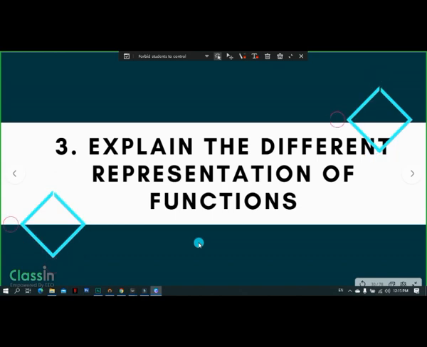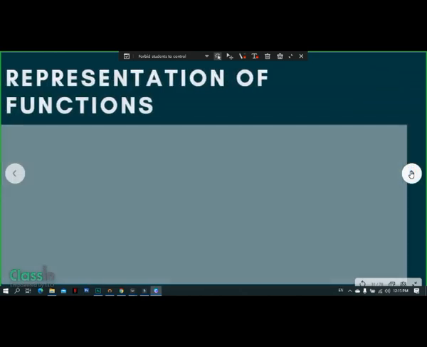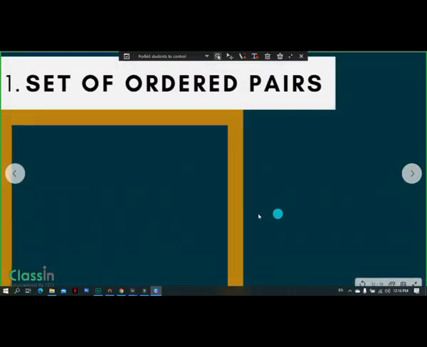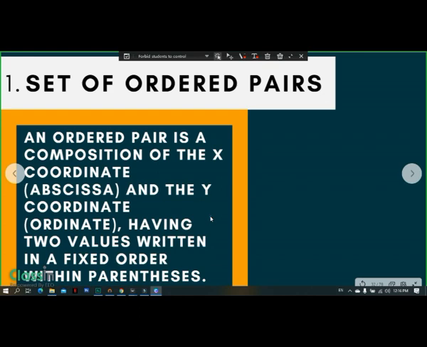Next, we have to explain the different representation of functions. So, ano-ano po ba yung mga pwedeng representation ni function? 1 is the set of ordered pairs. 2, mapping. 3, equation. 4, graph. So, unahin muna po natin itong set of ordered pairs. Kung natatandaan niyo po nung junior high school, ano po ba ang set of ordered pairs?